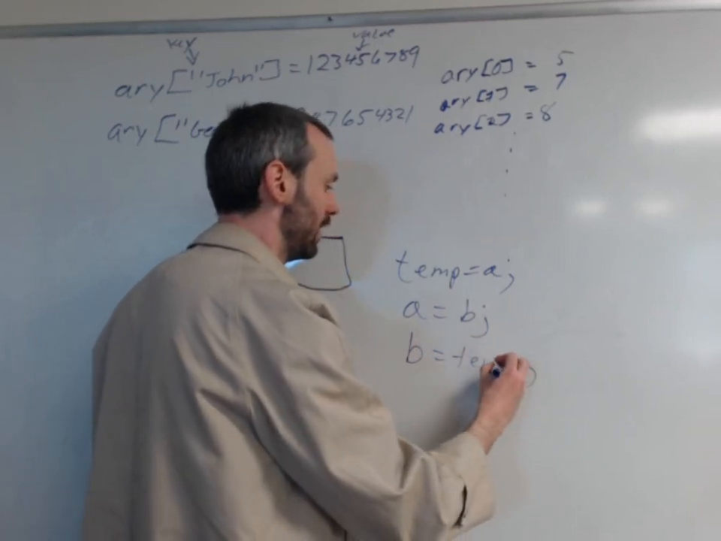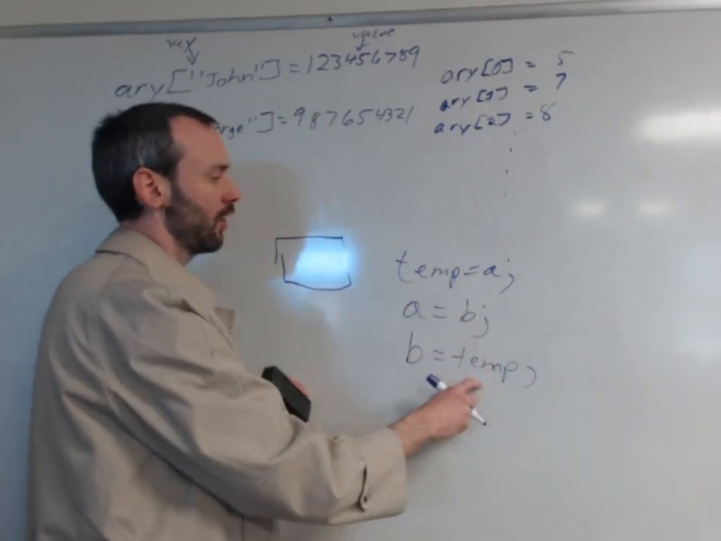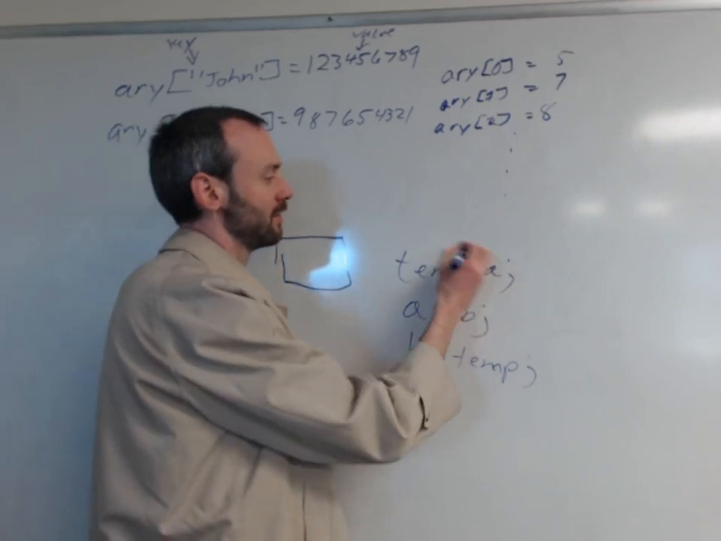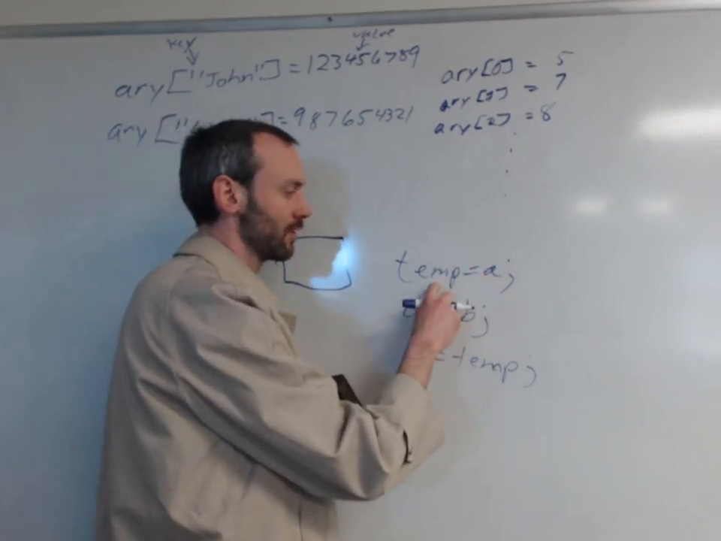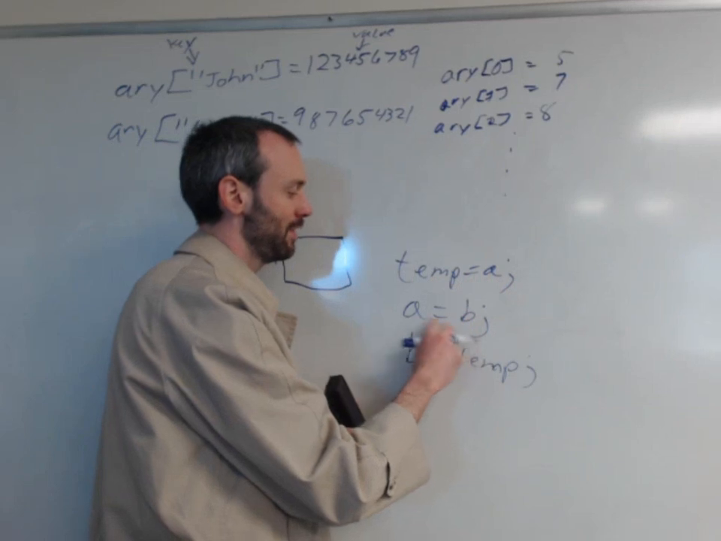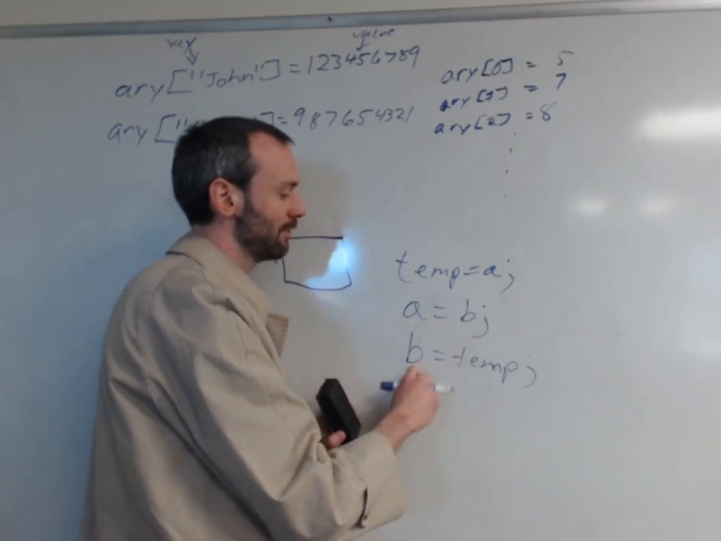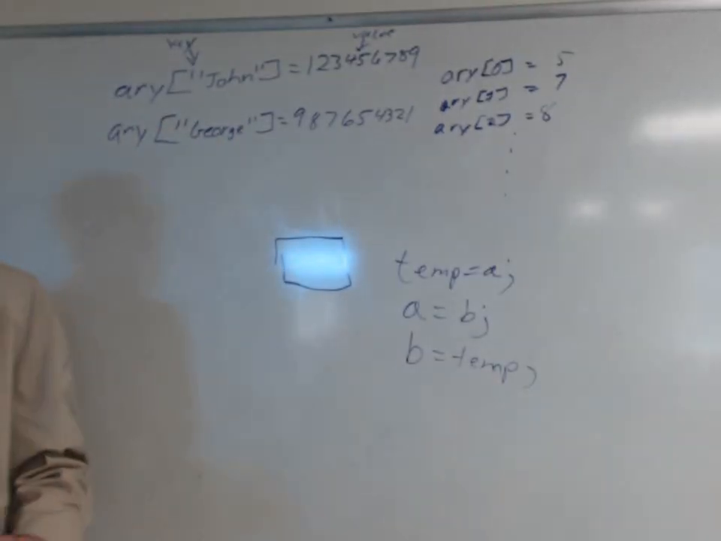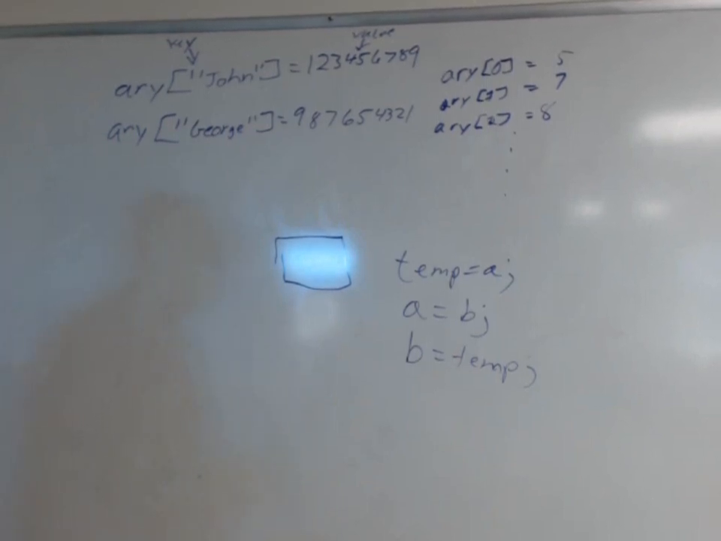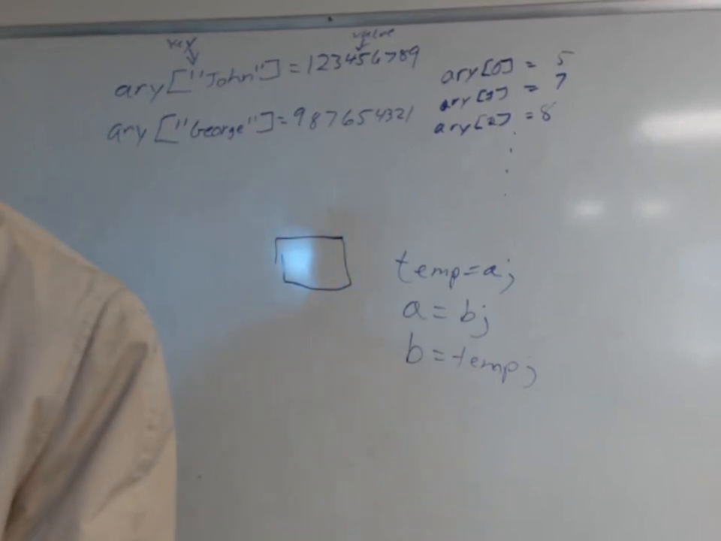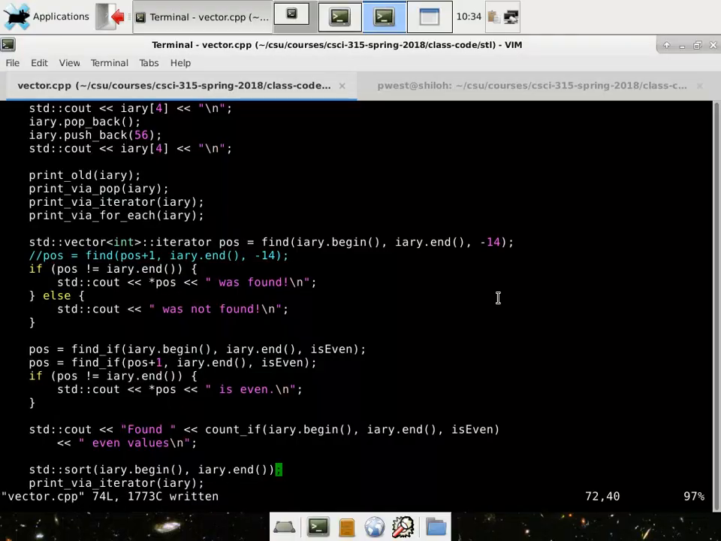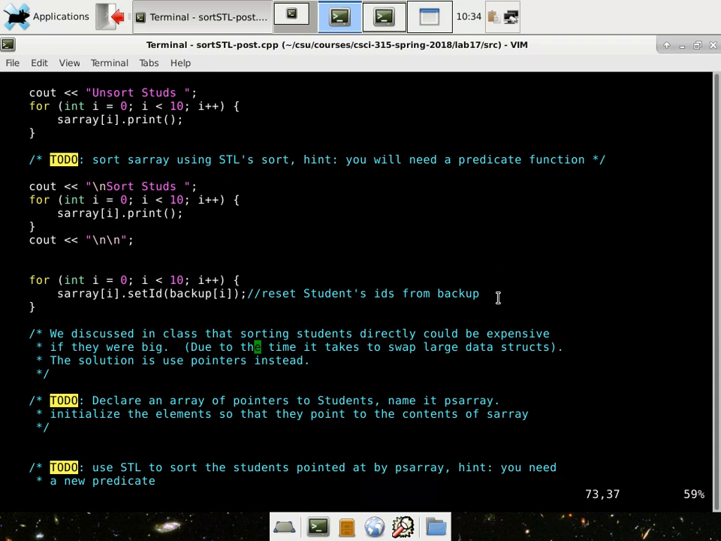Okay. So if these values are very large objects, that means it takes a long time to copy the contents of A over to temp, a long time to copy B over to A, and then a long time to copy temp back over to B. You understand why that would take a while? Because if they're large, there's a lot of copying the computer has to do. So instead, I'm not in the right place.